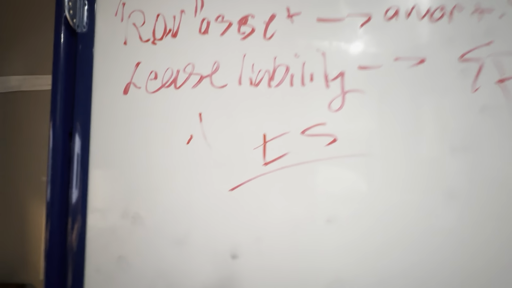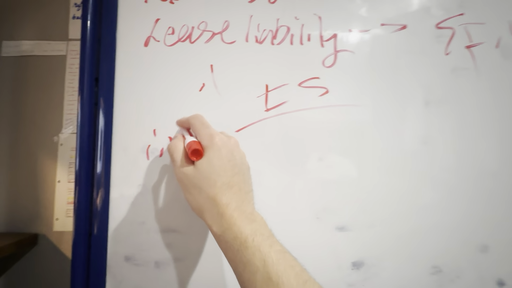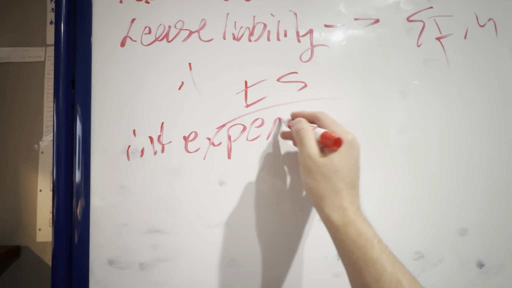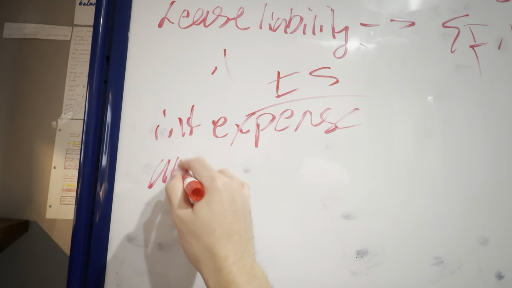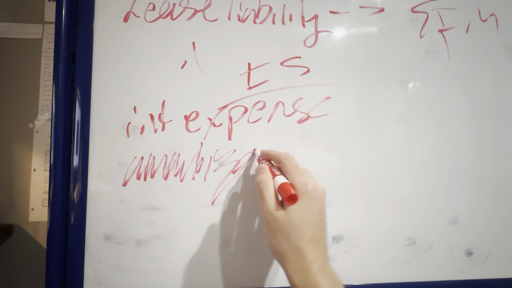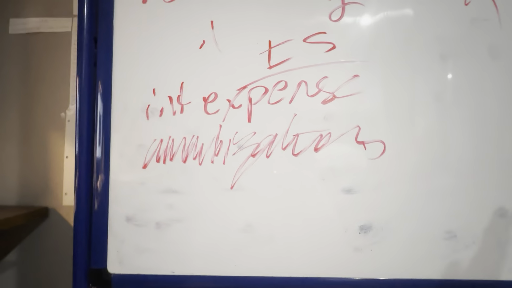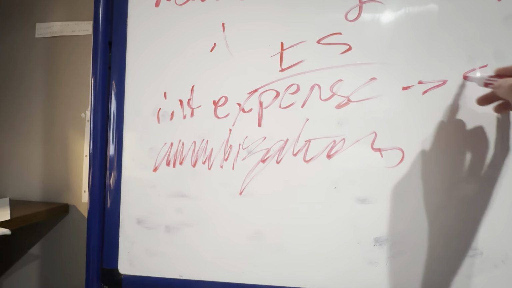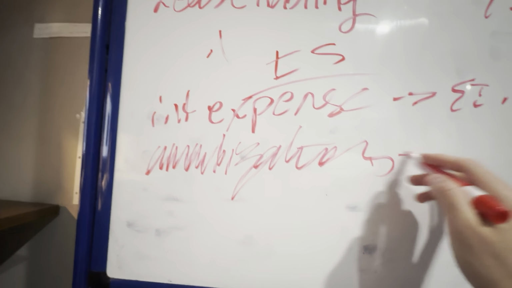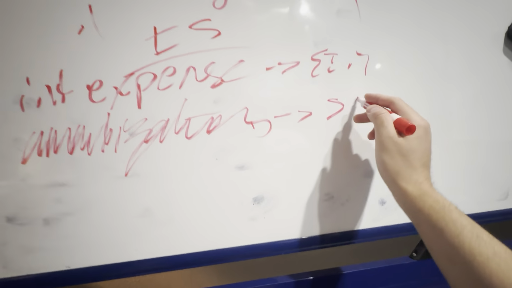Okay, now the income statement. So there's going to be two things on the income statement. You're going to have interest expense generated, and you're going to have amortization. Okay, so then that's it. That's all you need to know. You can calculate interest expense using the effective interest rate method, and then amortization using straight line.